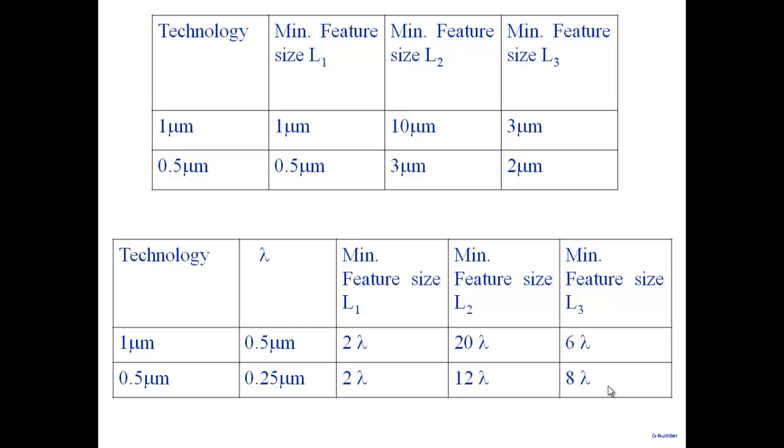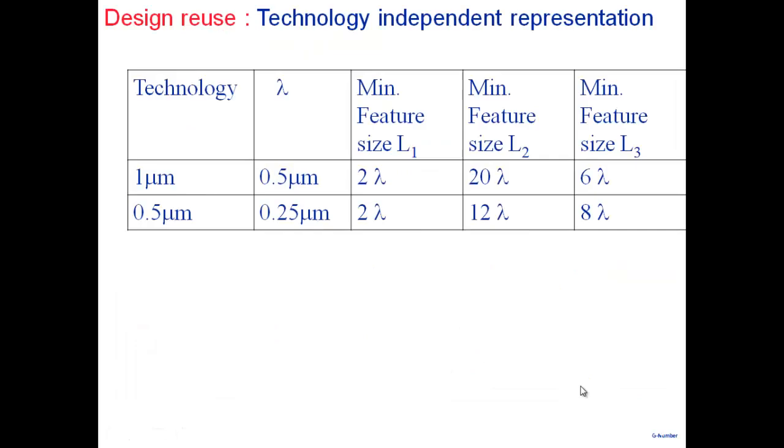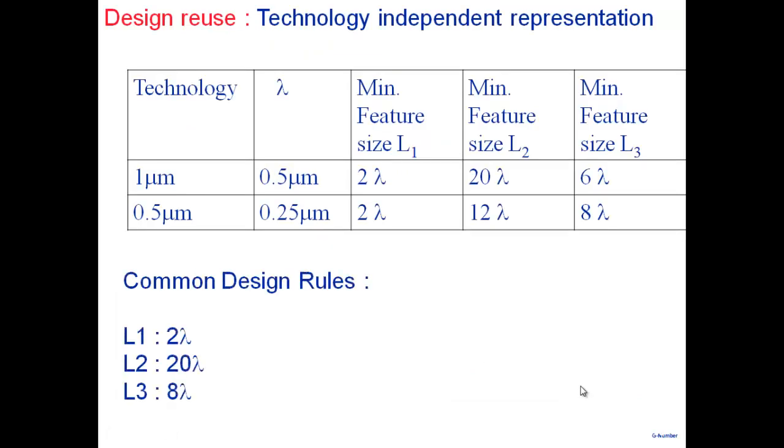So if you want to construct a technology independent set of rules, then you take the worst case. So in this case, you take a rule for L1, which is 2 lambda. For L2, you take 20. Minimum dimension is 20 lambda. For L3, you take 8 lambda here. So you construct a set of worst case rules. And with those worst case rules, of course, the design would work. The design would work for both 1 micron as well as 0.5 micron.